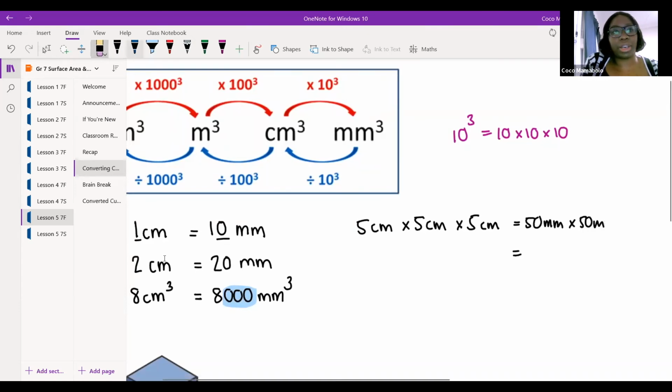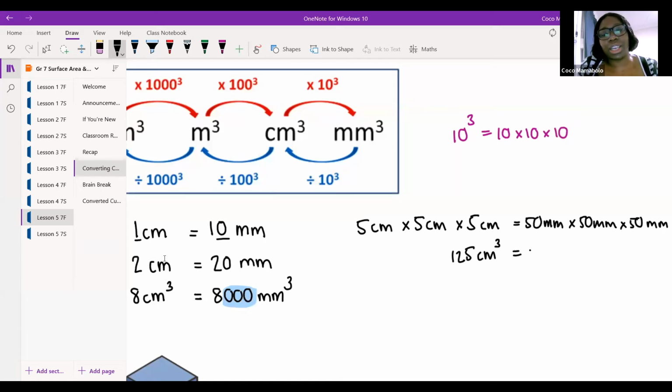Let me write this a little better. It looks terrible. Times 50 millimeters. There we go. Excellent. So on this side, I'm going to get 125 centimeters cubed. And on the other side, I'm going to get 125,000 millimeters cubed.